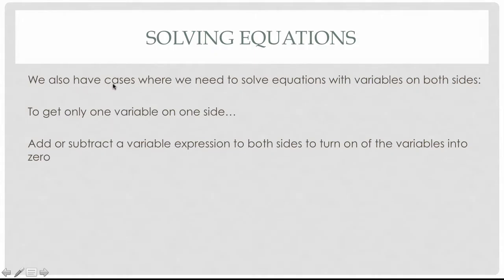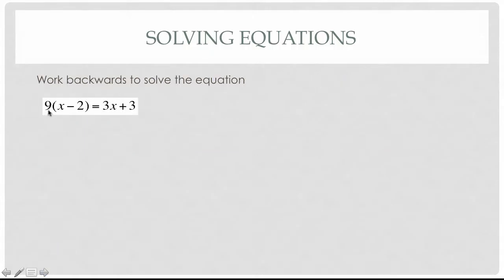Okay, we're also going to be having cases where we need to solve equations with variables on both sides. That's not helpful. To be able to solve it, I need one variable on one side of the equation. So if you see here, we're going to be doing some adding or subtracting not only to numbers, but to variables as well to get rid of them on one side or the other. Let's show you what I mean by that. So here we go. 9 times x minus 2 equals some number, 3x plus 3. And we can see we've got a variable on both sides.